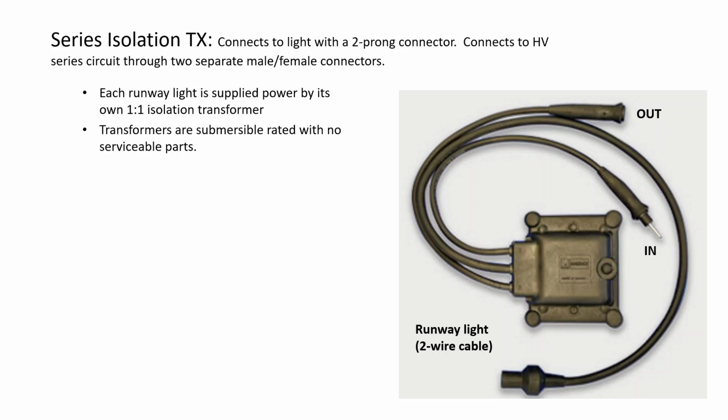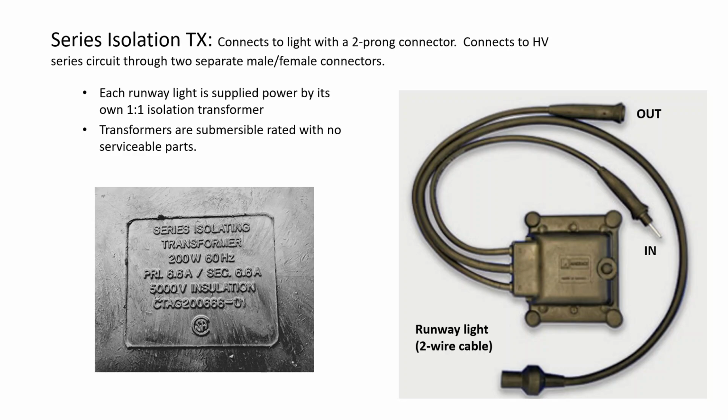Each runway light is supplied power by its own one-to-one isolation transformer. The transformers are submersible rated with no serviceable parts. And if we take a look at the nameplate, they're kind of interesting in that they show both the primary and the secondary of equal amperage, and that's because in airfield lighting, the airfield lighting circuit has a maximum illumination at 6.6 amps, and that's an international standard.